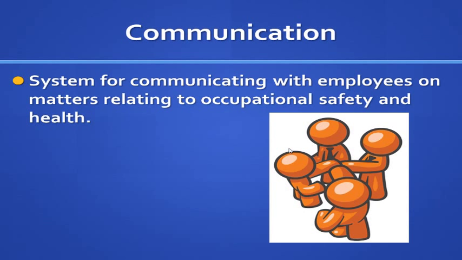DTSC uses various communication systems to relay information to all employees on matters relating to occupational safety and health. They include the Health and Safety Training Program, publications, meetings, anonymous and confidential hazard reporting, and an anti-reprisal policy.